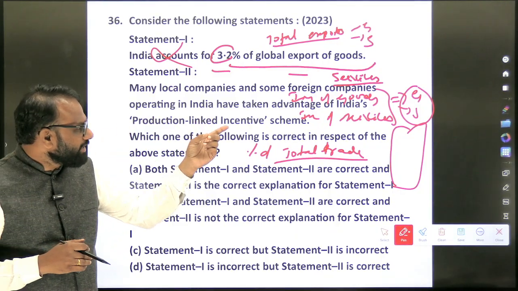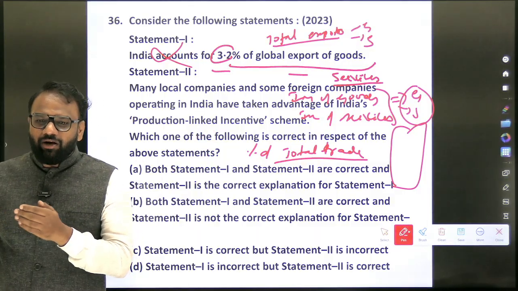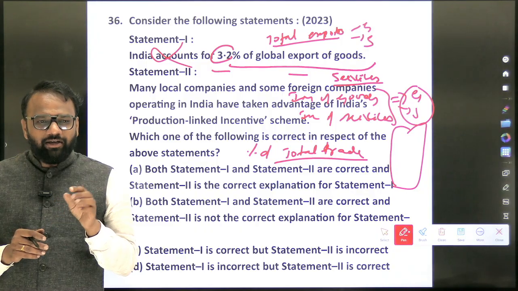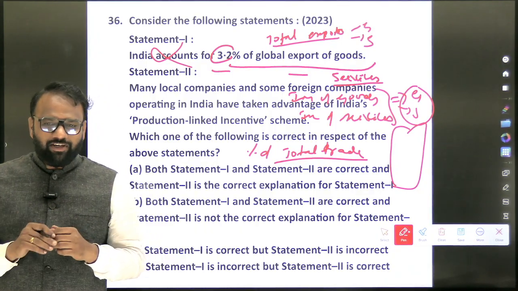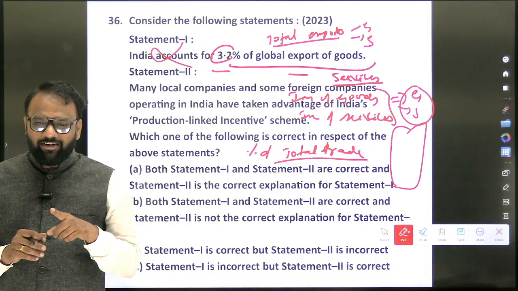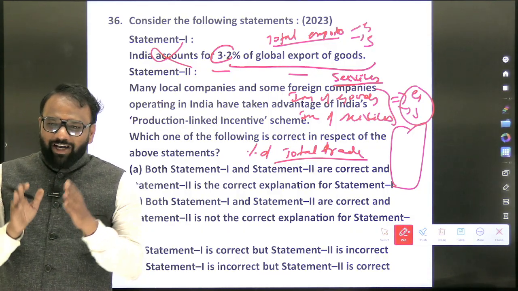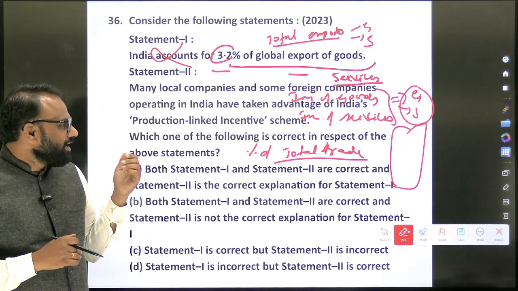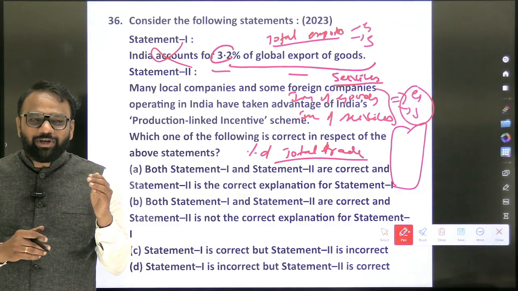Now, if you look at the statement, many local companies and some foreign companies operating in India have taken advantage of India's production linked incentive scheme. The more the production in India, the more the benefits they will get. So whether this scheme is extended only to Indian companies or also applies to foreign companies as well. But what is the condition? They have to operate in India, they have to manufacture in India. So whether all Indian companies are eligible to receive this scheme's benefits? Only if they are operating in India.